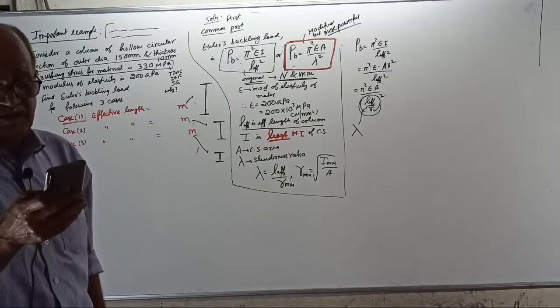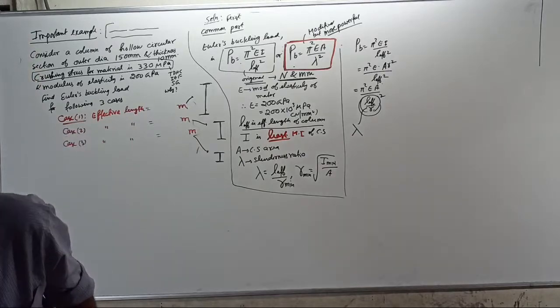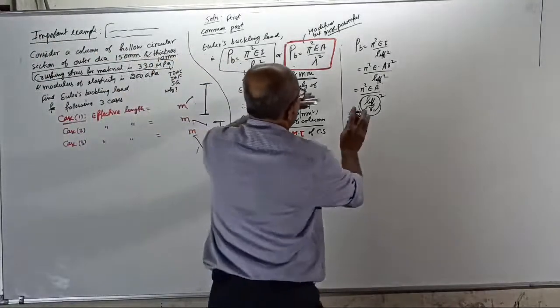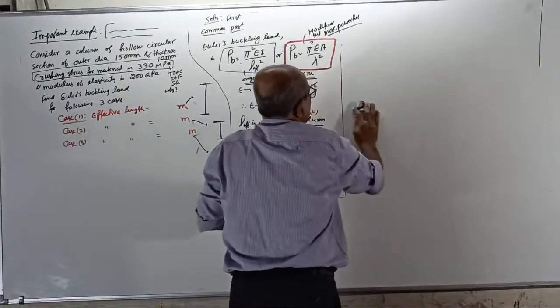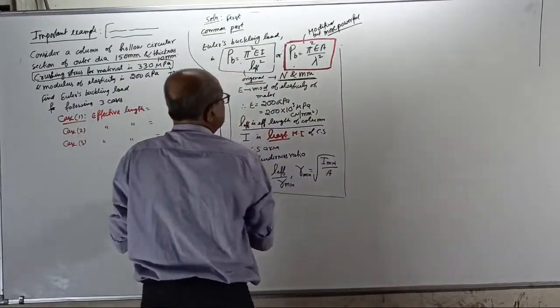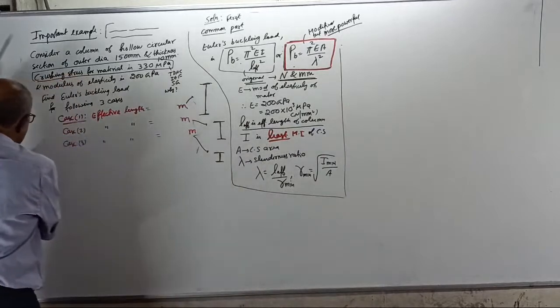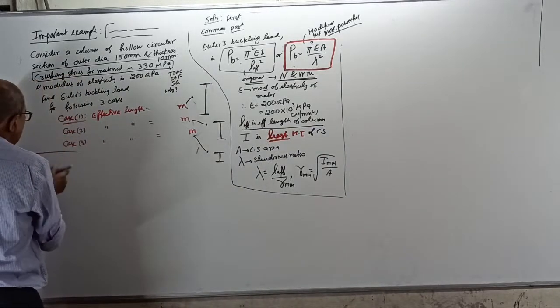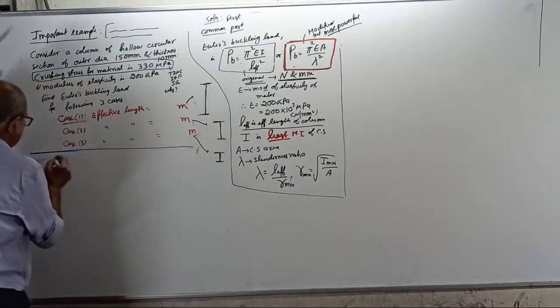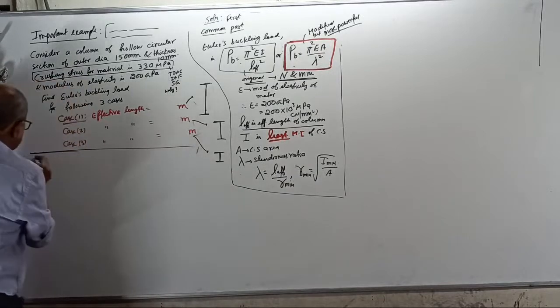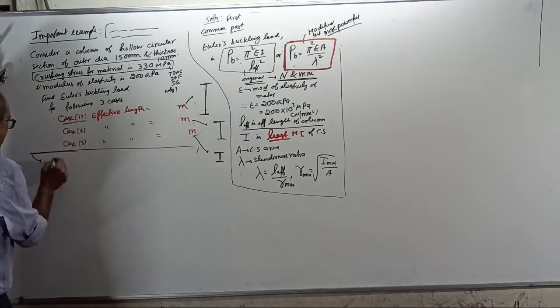This much clear? First, clear. Okay. Now, start. Now, for our column, I will do one thing. I will continue once again. This effective length, I will tell you a little later. Now cut from here, you continue here. Okay, start. Cross section, you write.